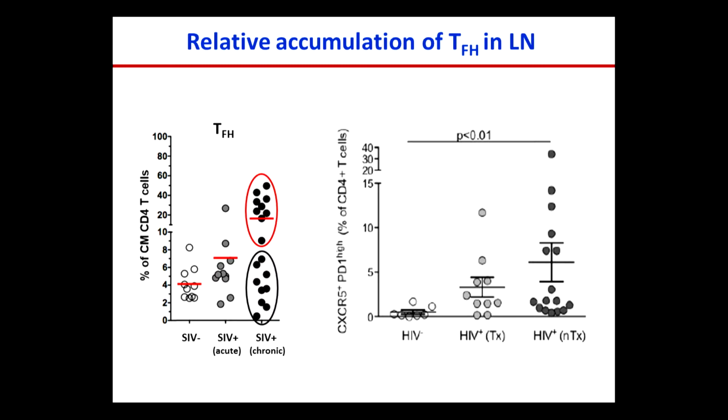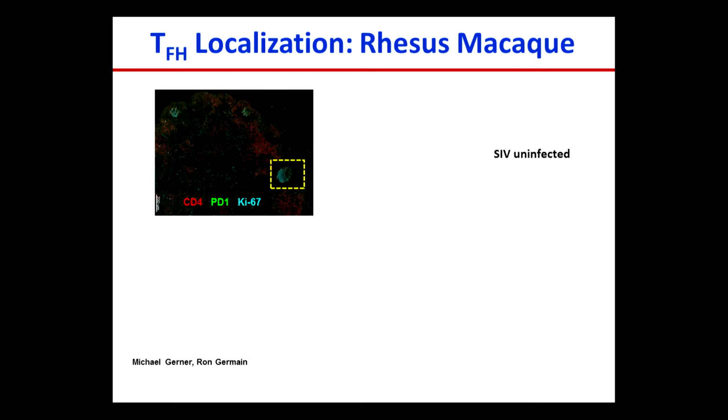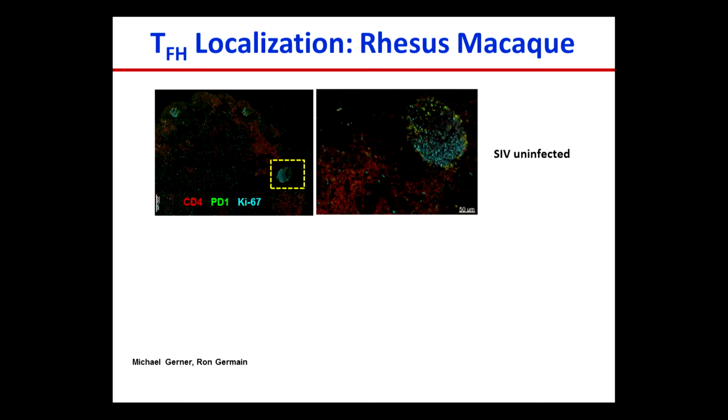This is what it looks like when you actually look at a lymph node. So this is an SIV uninfected lymph node. This is a germinal center. I blow that up so you can see it here. This is the light zone, where you have CD4 cells that co-express PD-1. You can see them up here. And then here's the dark zone. So these are the B cells which are expressing Ki67, a proliferation marker. So these are the B cells that are proliferating. So this is a standard germinal center in an SIV uninfected lymph node.